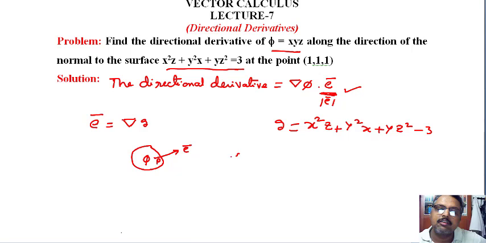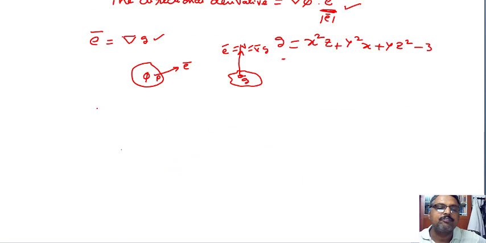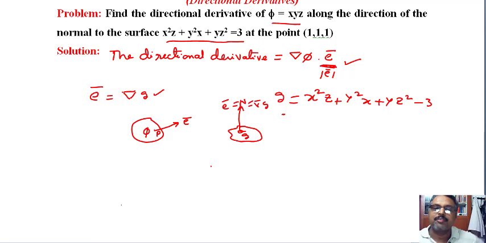G is another surface; at some point Q, find the normal to the surface, normal n equals del G. Now, this n is the same as E bar. So, E bar equals del G. Here G is the second surface, so just find the gradient of G; this gradient is the E bar of the directional derivative of phi. Using this concept, we will find the value, one by one.